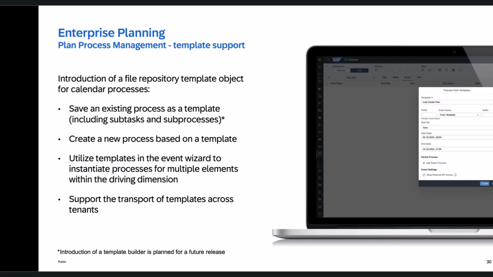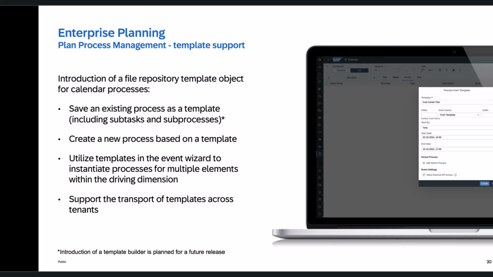So with this release, we're introducing the concept of the calendar template. So the calendar template is a file repo object that represents a structure or substructure of a process that you want to model. So what are the features of that in the initial release?